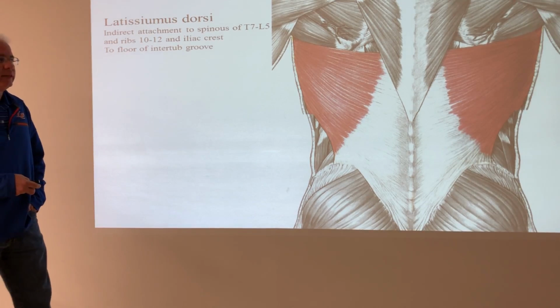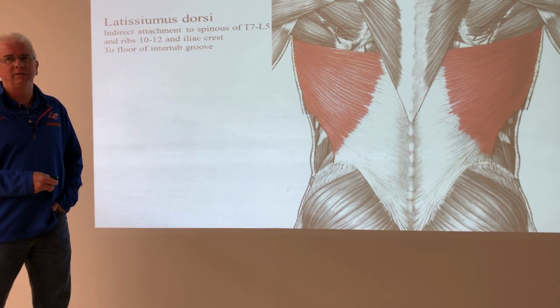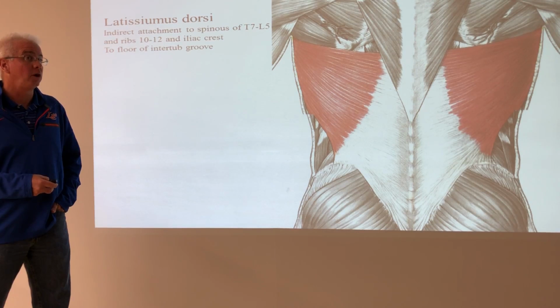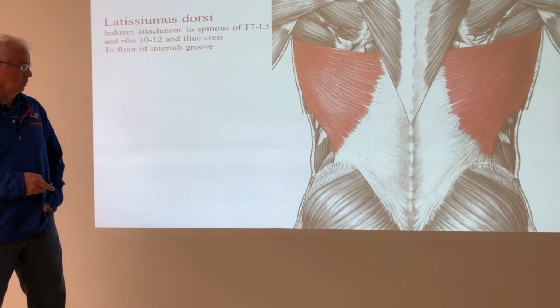So, things at the intertubercular groove, yes? Things at the intertubercular groove. The long head of the bicep. The pectoralis major on the front. The latissimus dorsi on the back. All attached very close to one another on the proximal end of the humerus.